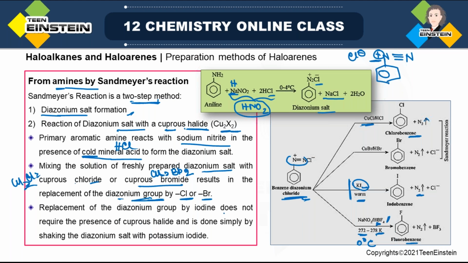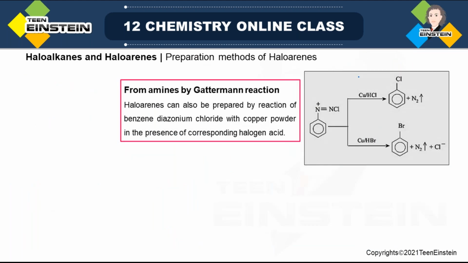Replacement of the diazonium group by iodine does not require the presence of cuprous halide. That means you don't need CuI. It is done simply by shaking the diazonium salt with potassium iodide. And why is it called salt? Because it is carrying some positive charge and negative charge. There is ionic nature, so it is called salt. So these methods, all these 4 reactions, is there any doubt? Should I repeat? Next method.